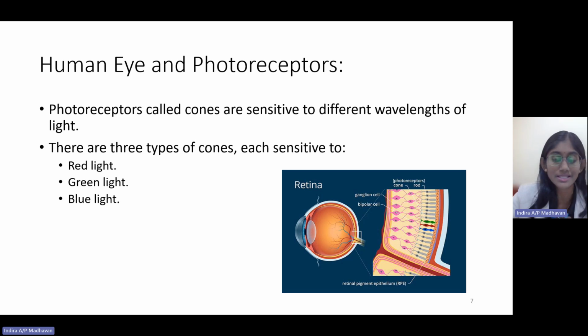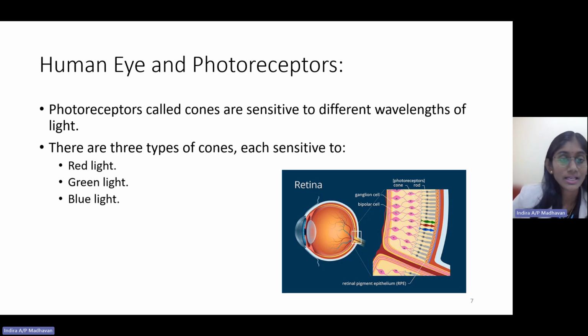There are three types of cones in a human eye. One is sensitive to longer wavelength lights, which is more to red shades. Another type of cone is sensitive to medium wavelength lights, which is in green shade. And the third one is the cone sensitive to shorter wavelength lights, which is in blue shades.